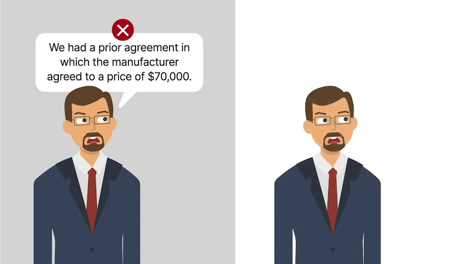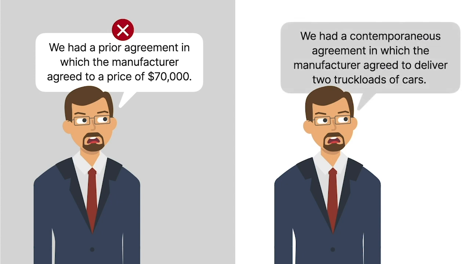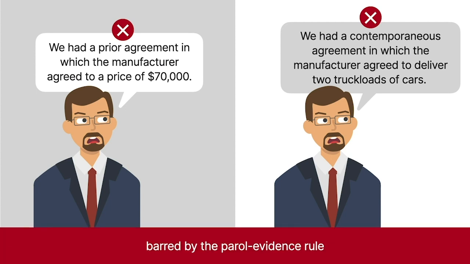Similarly, the dealer can't present evidence of a contemporaneous oral agreement in which the manufacturer agreed to deliver 2 truckloads of cars. Both types of evidence contradict the parties' final written agreement and are barred by the parole evidence rule.